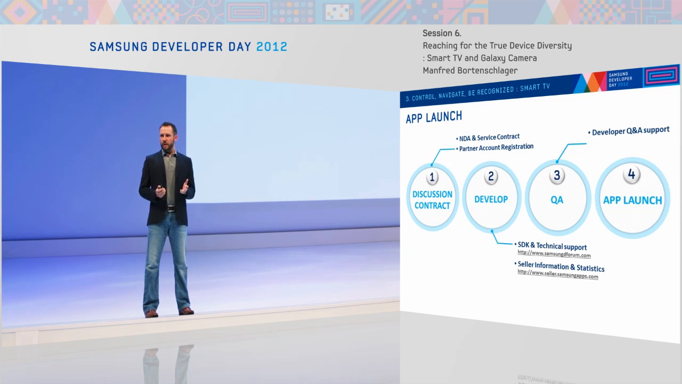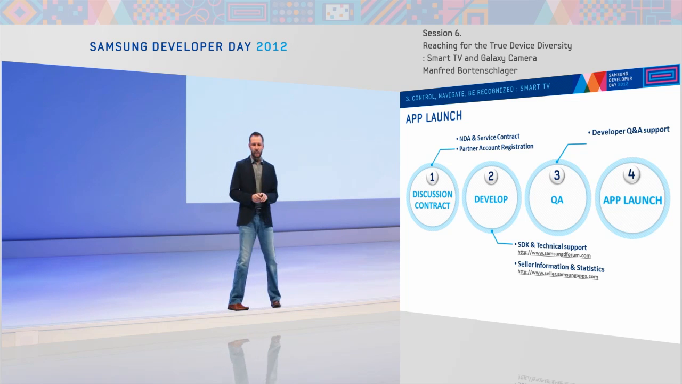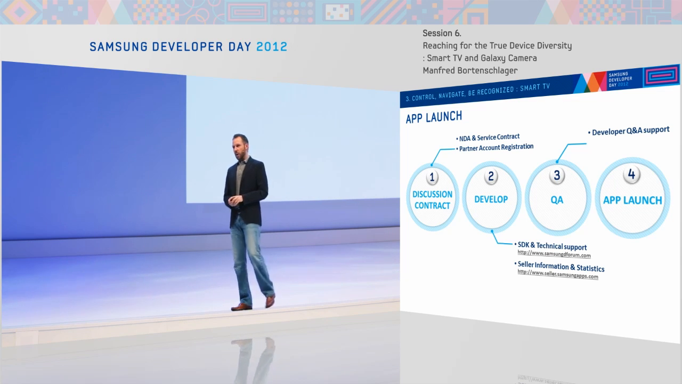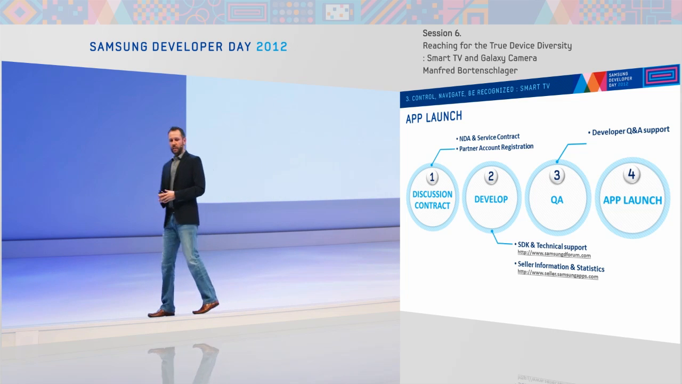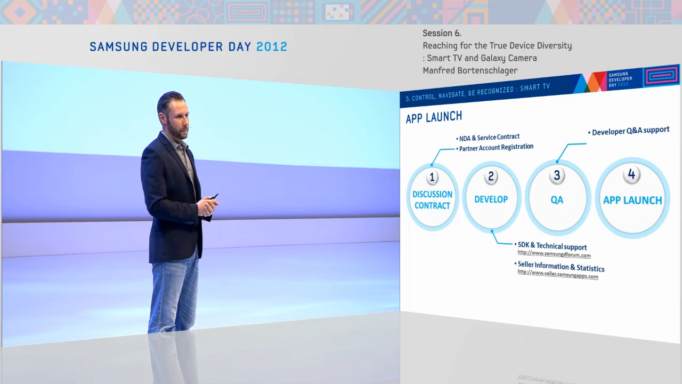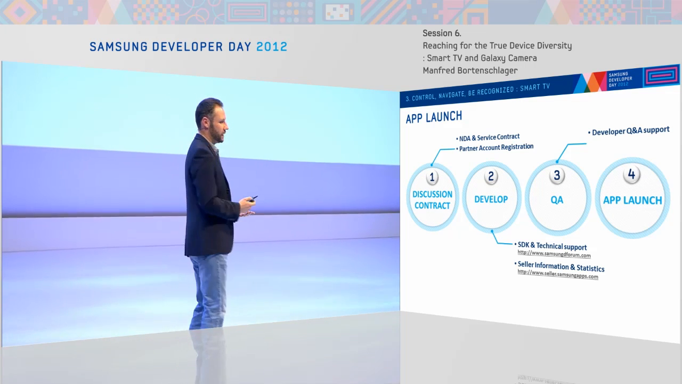Once you've done all your developing and testing, you would then submit your application to Samsung Apps for the quality assurance process. Once you have passed this, you're basically ready to launch your app. So your app would then be available on Samsung Apps, and you can then start to promote and distribute your applications.